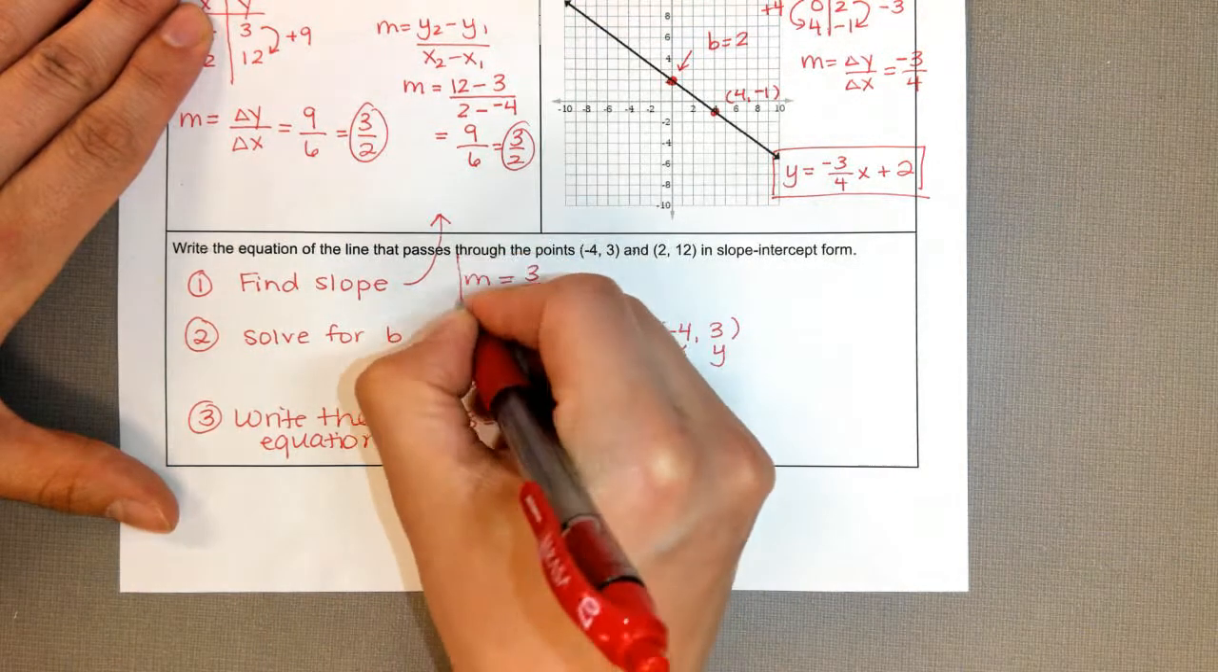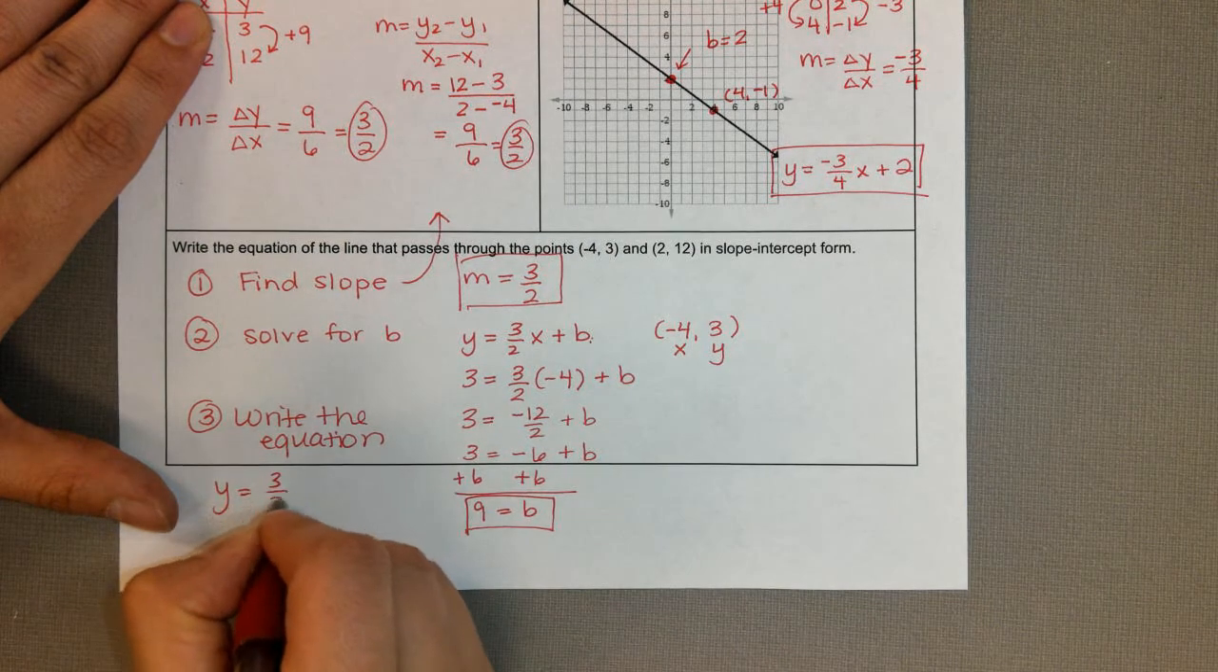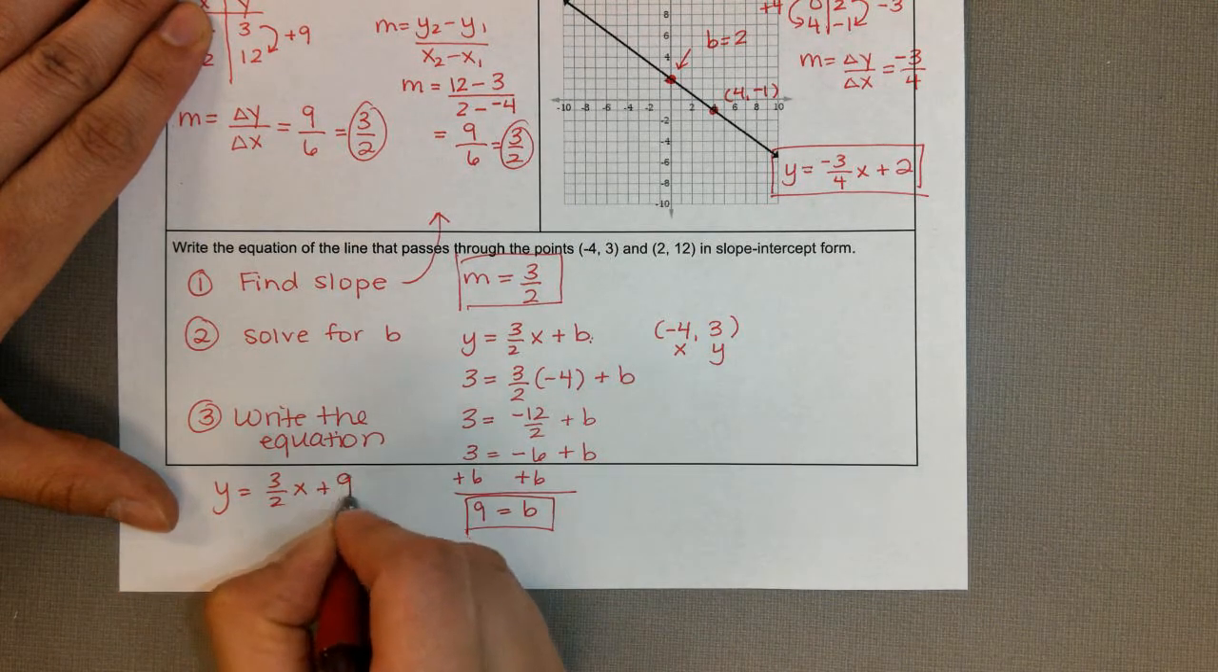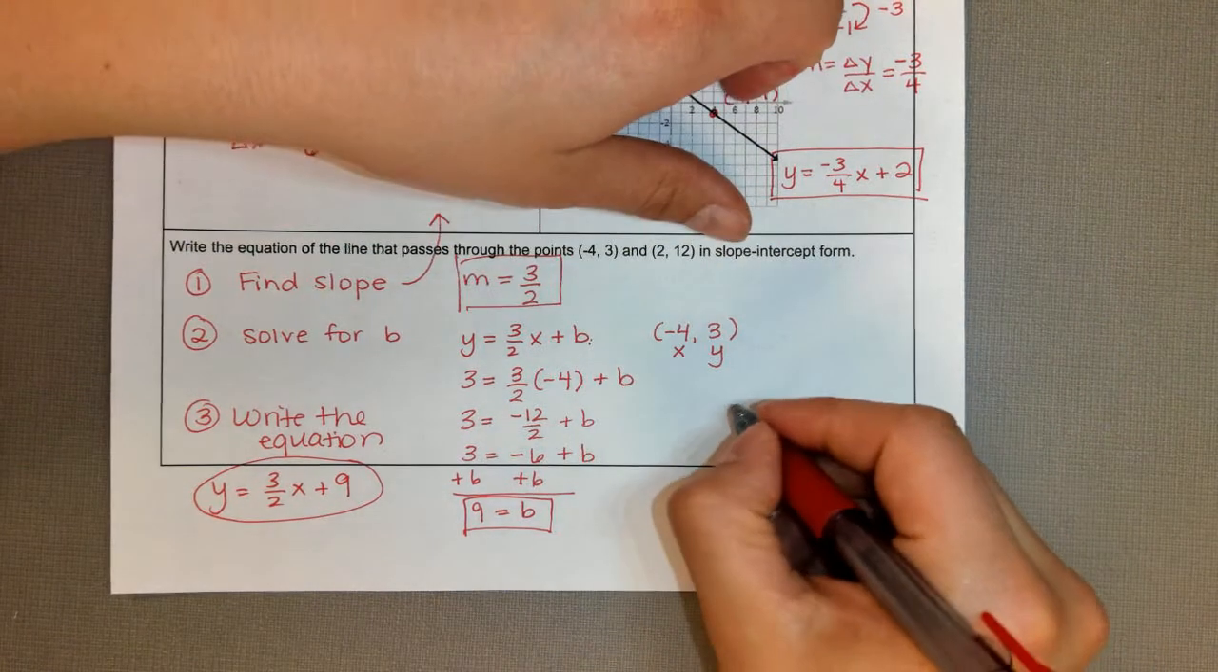And I know that I have m equals 3 halves. I have 9 equals b. So I have y equals 3 halves x plus 9. It's the equation of my line. And if I want, I can check.